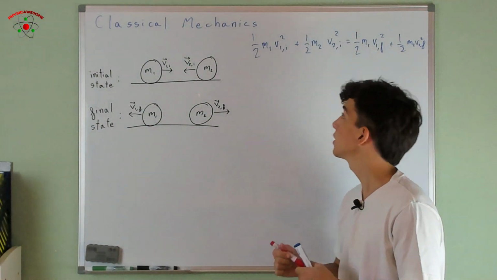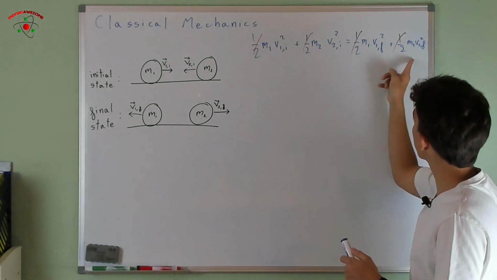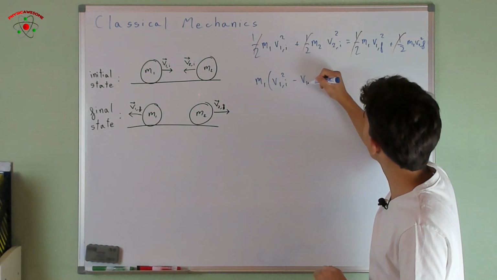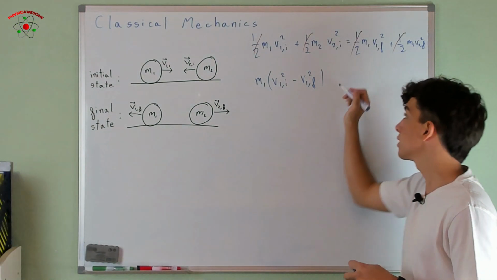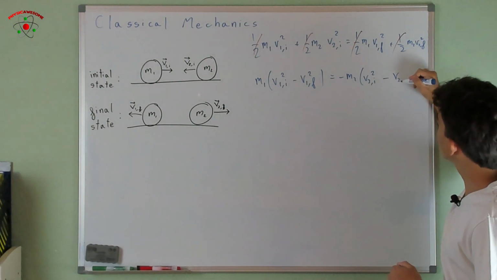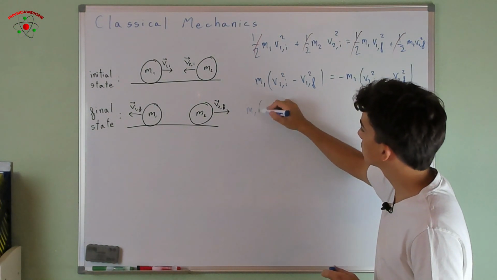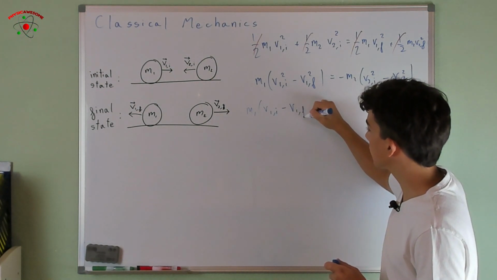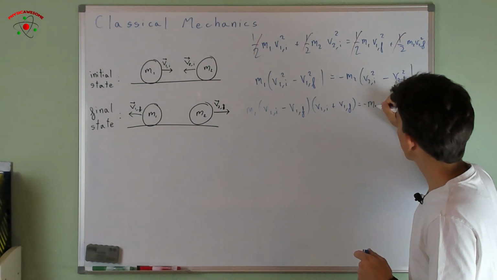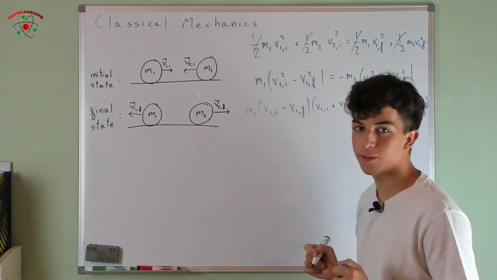Now we can make some cancellations over here. We get 1/2 out, and we are going to group the different terms, the m1 terms and the m2 terms, so that we have m1 times v1,i squared minus v1,final squared, the initial minus the final, equals the corresponding m2 terms, with the initial and final swapped. You may recognize this as difference of squares, and that's what we are going to apply. So this is v1,i minus v1,final times v1,initial plus v1,final, and on the other side we have a similar thing.